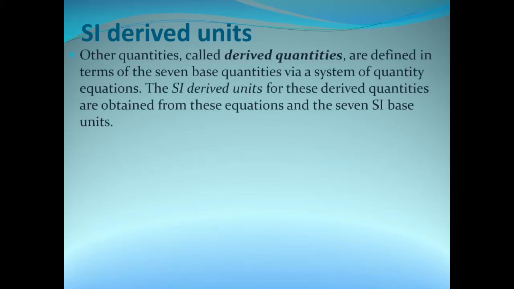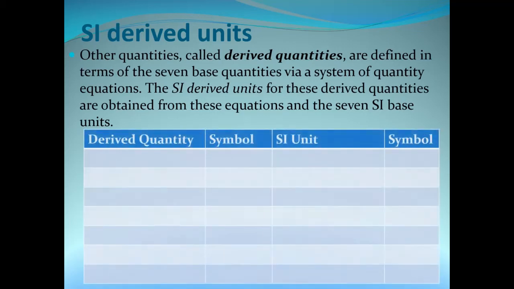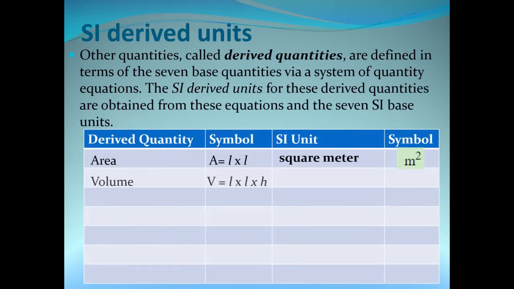All our other units are derived from those 7 units, and they are defined in terms of those quantities by mathematical equations. Remember, I said think about units like algebraic expressions. So let's look at just some derived quantities. Area is a length times a length, symbol capital A. Its SI unit, meters times meters, would be meters squared.